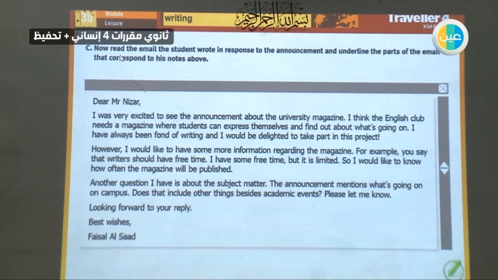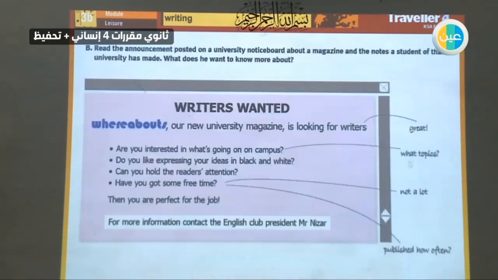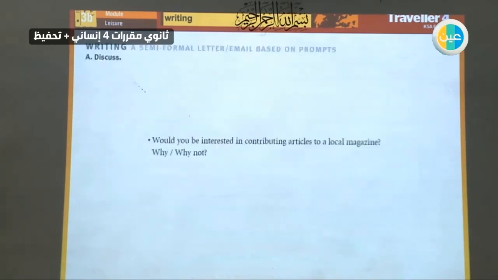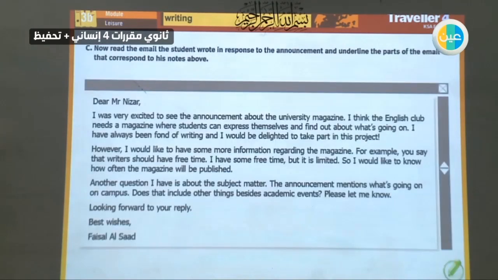We have to underline the parts of the email that match the notes above. We have here the notes. Great. What topics? Not a lot. Published. How often? So I think the first one here, I was very excited. This is great to see the announcement. And also here, I would be delighted to take part in the project. These two sentences match the notes above.